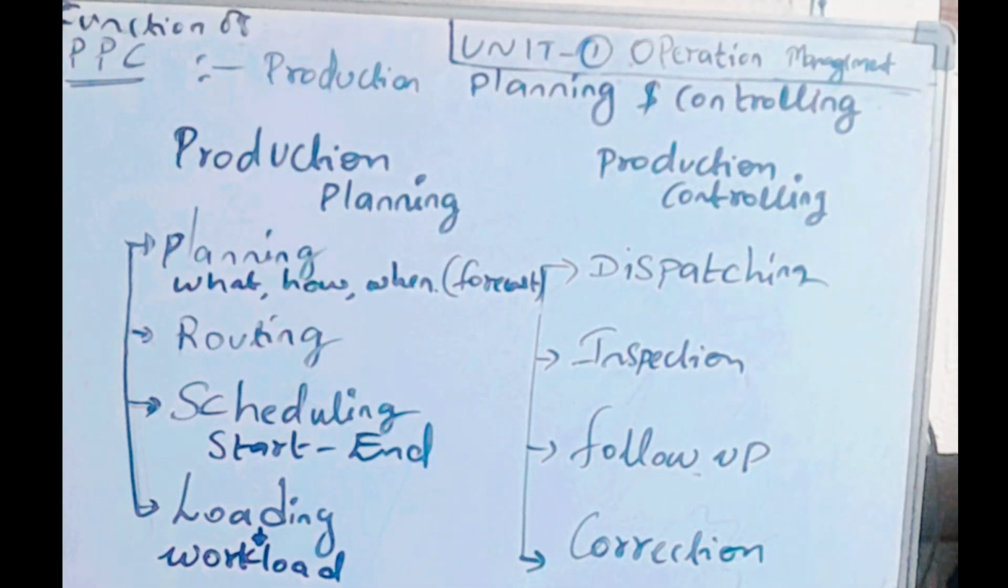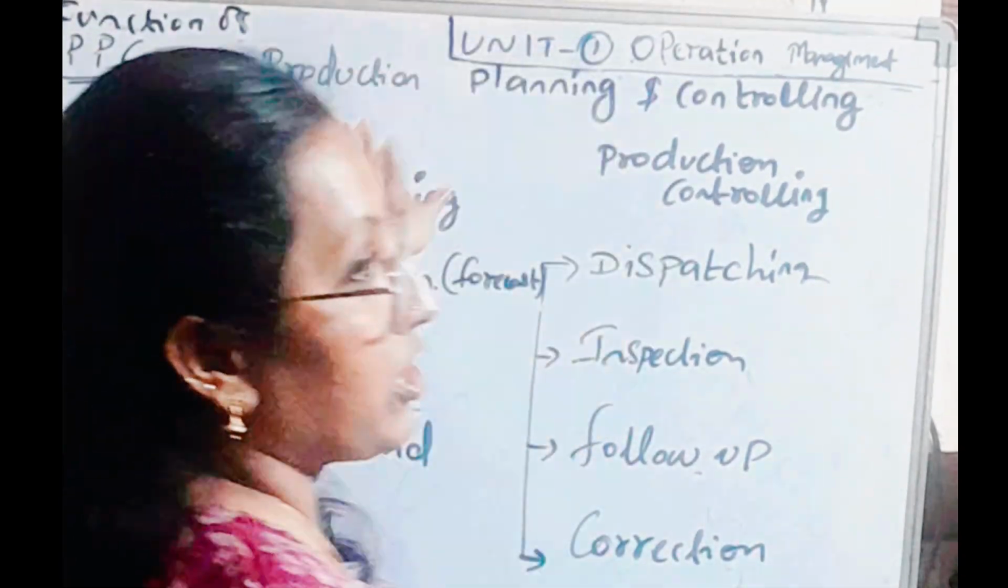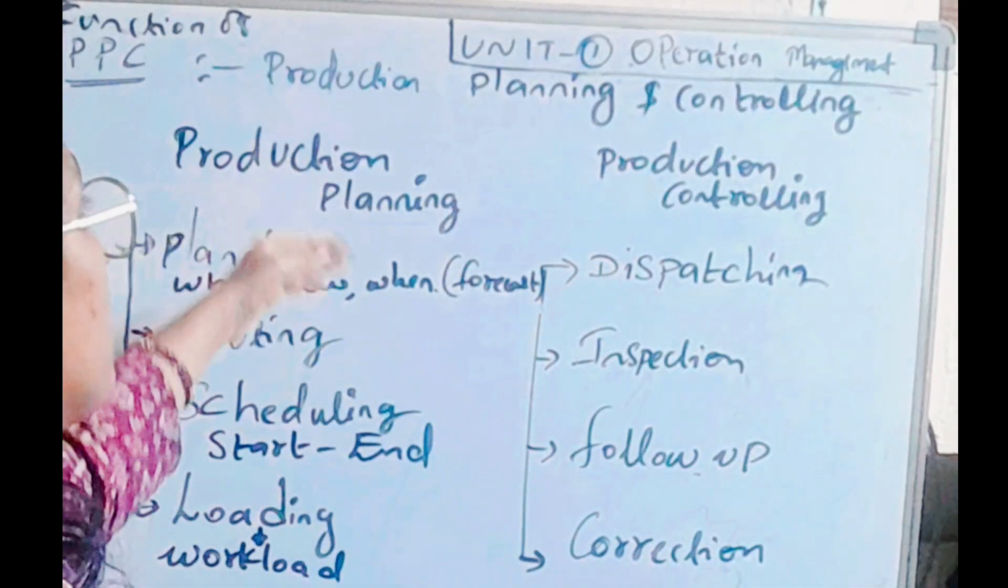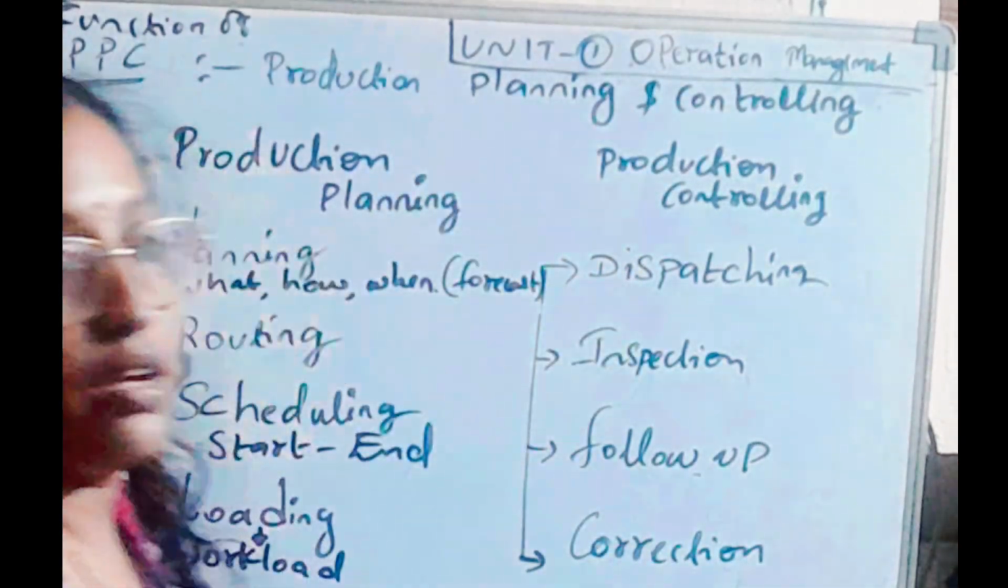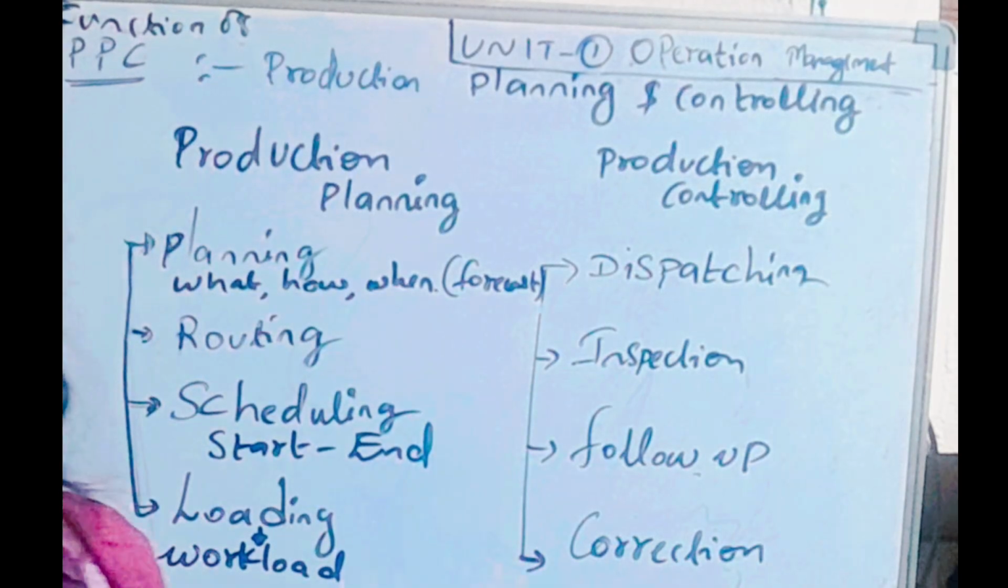So these are the important aspects in PPC, the functions of PPC: production planning and production controlling. In planning, the first one is planning, which means deciding what to produce, when to produce, and how to produce.